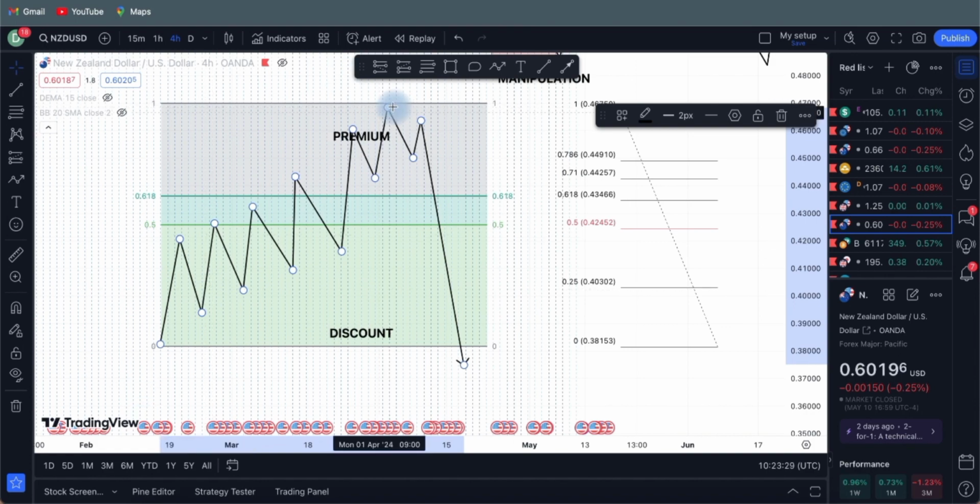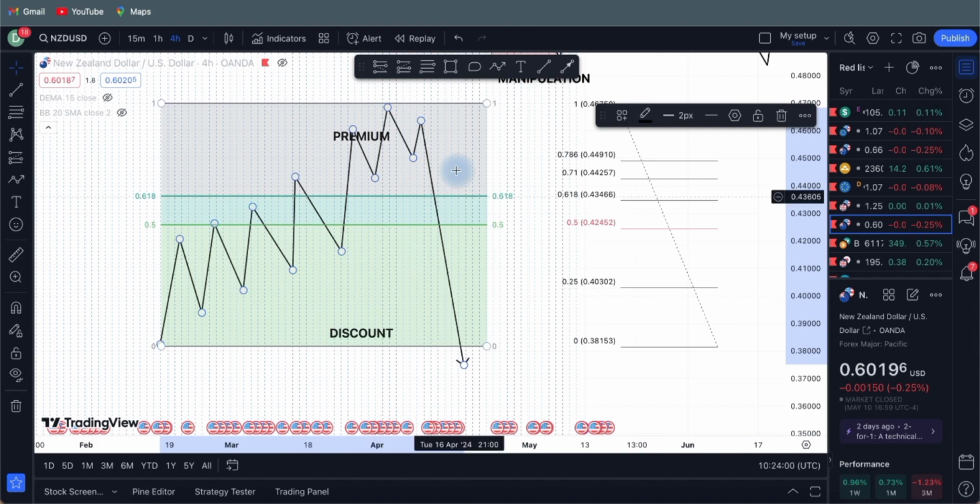Let the points of your swing high and swing low meet the top and the bottom of the Gann box. Then you draw it, and whenever you are taking your trade, it should be around the 0.78, 0.71, 0.61 and 0.5. Don't take sells from the discount zone.